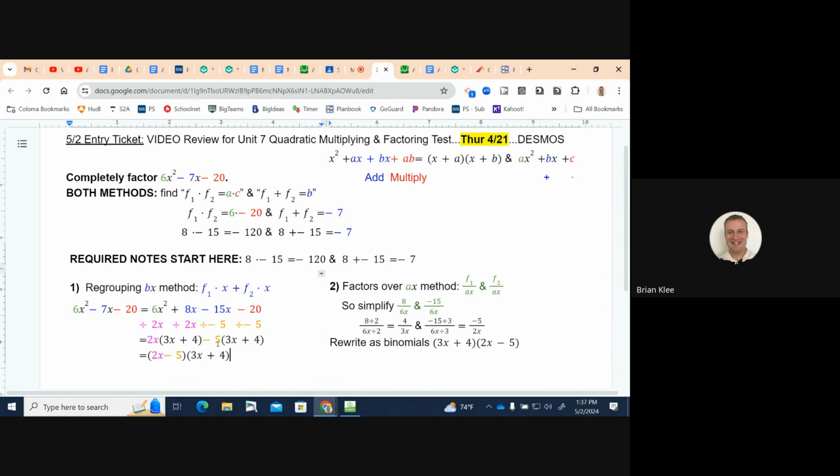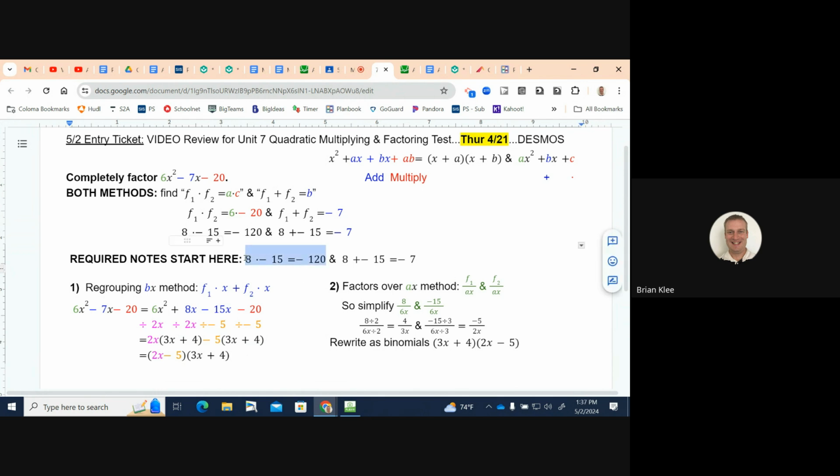If you take time and FOIL that, or if you type that into Khan Academy with 6x squared minus 7x minus 20, those graphs look the same. So that's one option. You don't have to be perfect at it, but you should understand it. The other option is the factors over a x method.